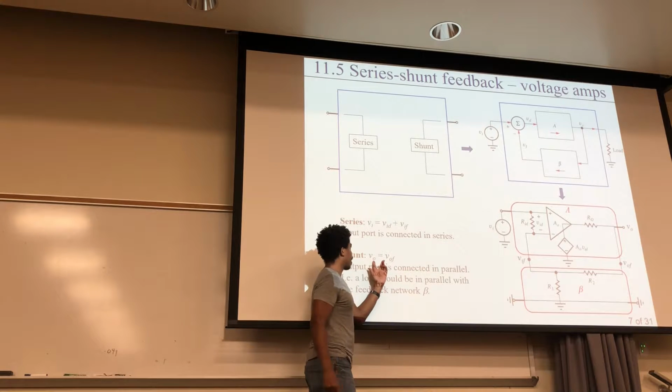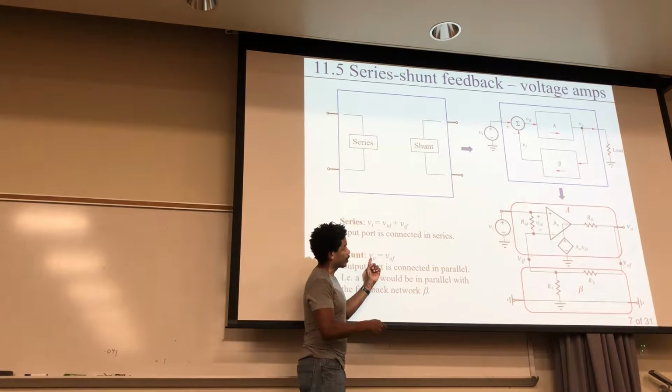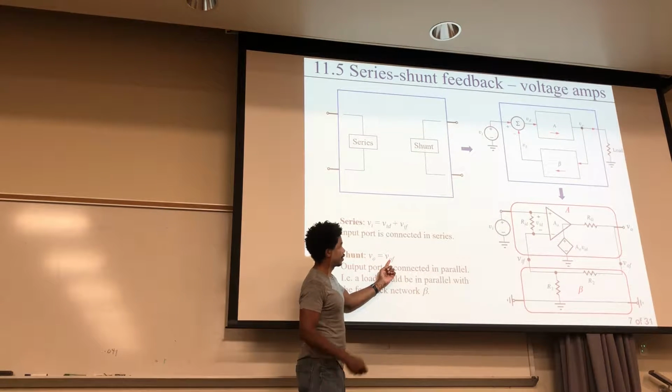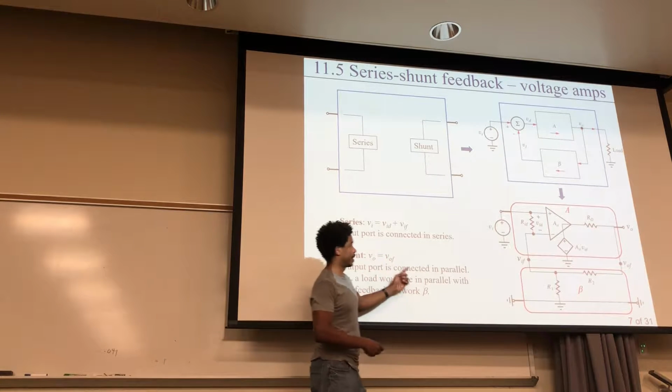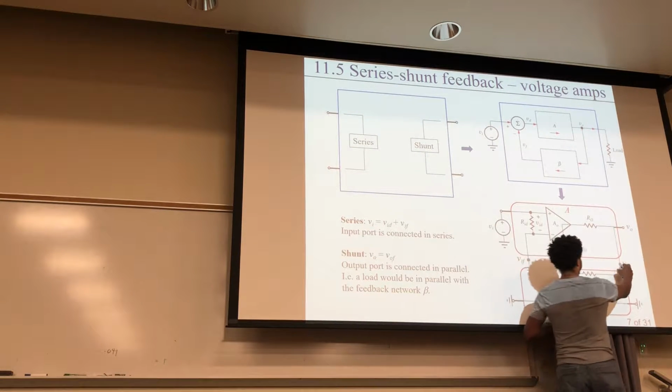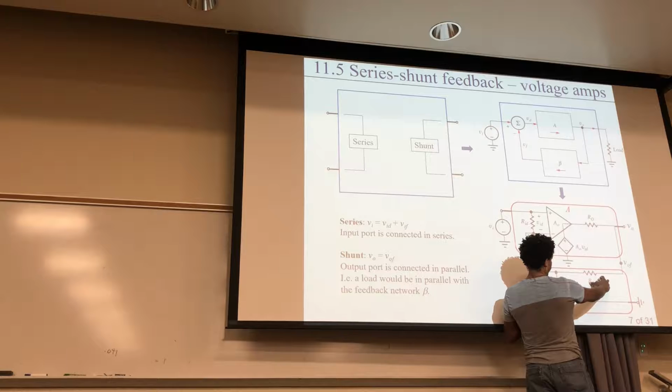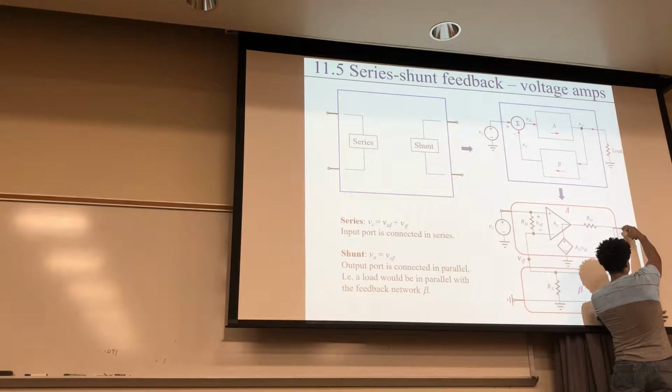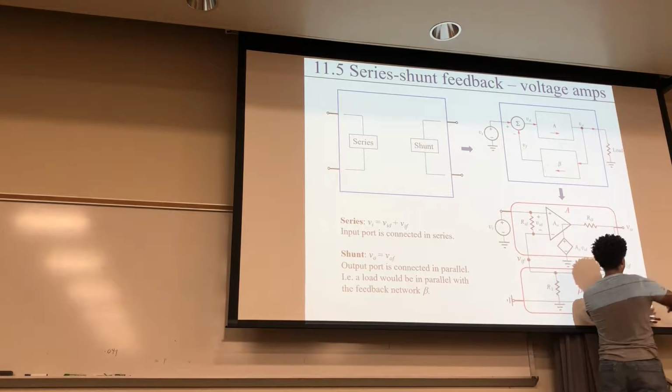And this is why we have the voltage at the output right here equal the voltage right here. From here to here is the voltage across your feedback network, and here to here would be your voltage across your load if you have one.